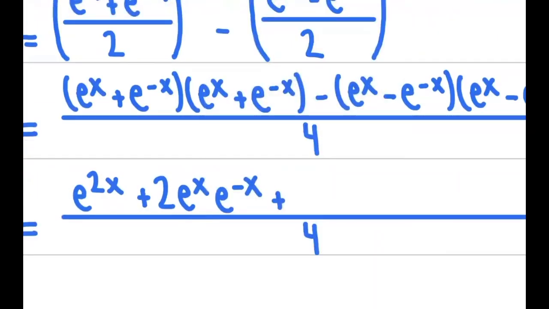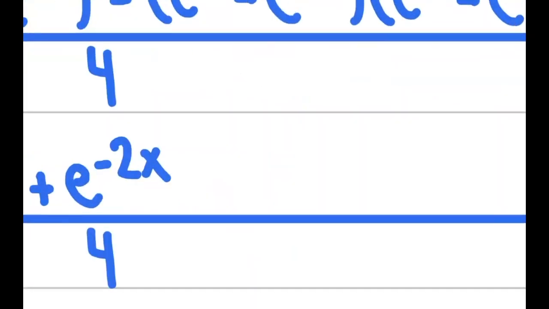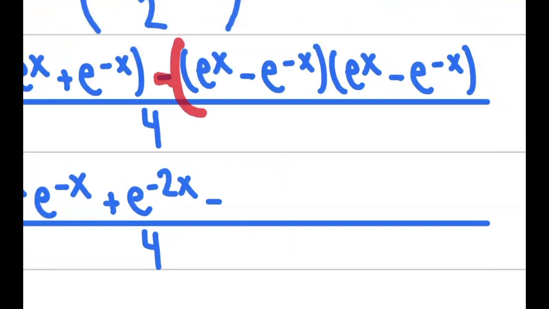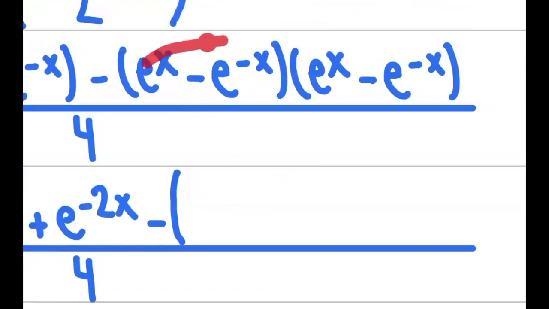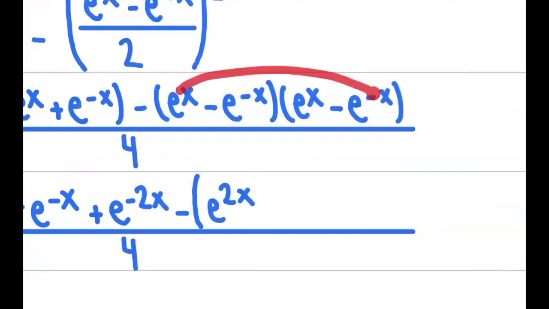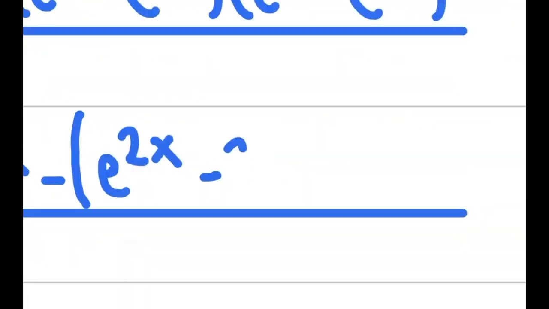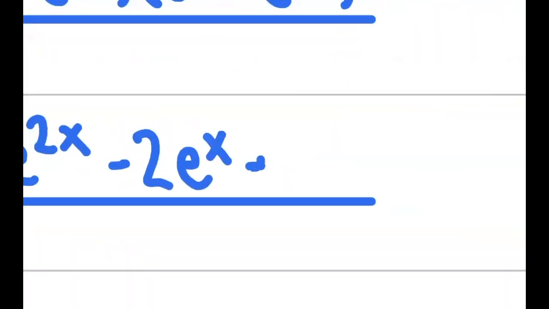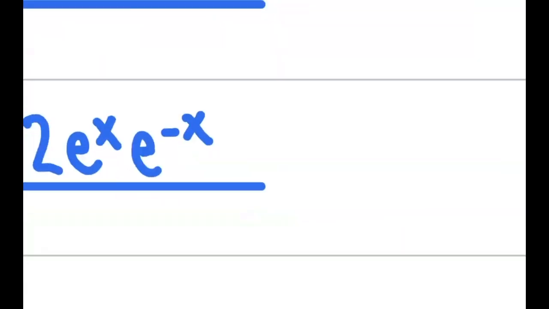And then we have e to the negative x times e to the negative x. That's e to the negative 2x. And then minus, be careful here. We're subtracting this whole thing, so I'm going to put one big parentheses. Same thing, e to the x times e to the x is e to the 2x. Then e to the x times negative e to the negative x, and the same thing right here, e to the x times negative e to the negative x. That's going to be negative 2 e to the x, e to the negative x. And lastly, we have negative e to the negative x times negative e to the negative x. That's positive e to the negative 2x.